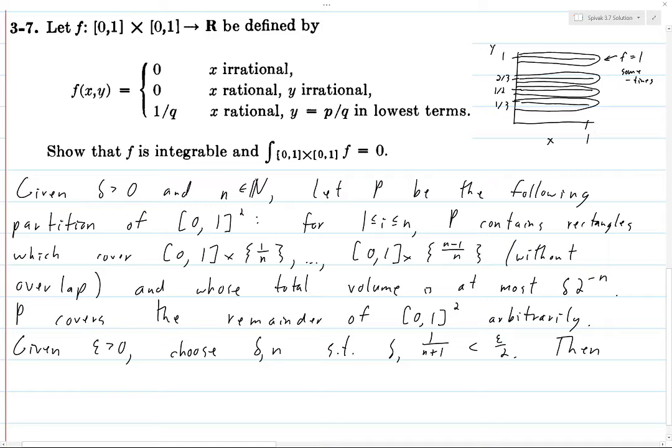Okay, first of all, if we look at LFP, what will this be? Well, any rectangle is guaranteed to contain a point with an irrational x value and an irrational y value. And so the infimum will be guaranteed to be 0.